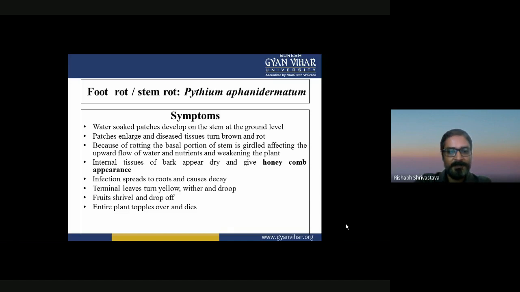Infection spreads to roots and causes decay. Terminal leaves turn yellow, wither and droop. Fruits shrivel and drop off. Entire plant topples over and dies.